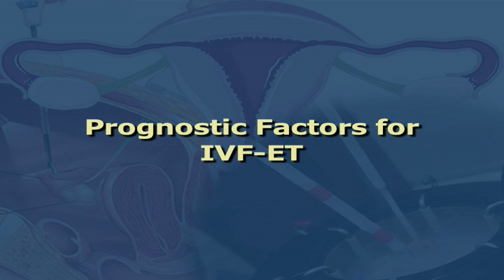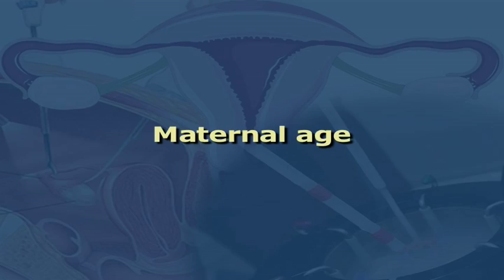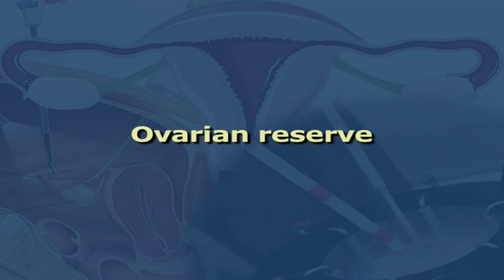Prognostic factors for IVF-ET. Maternal age. There is age-related decline in response to ovarian stimulation, fewer oocytes, poor oocyte quality, fewer embryos and lower implantation rate. Ovarian reserve declines with age.